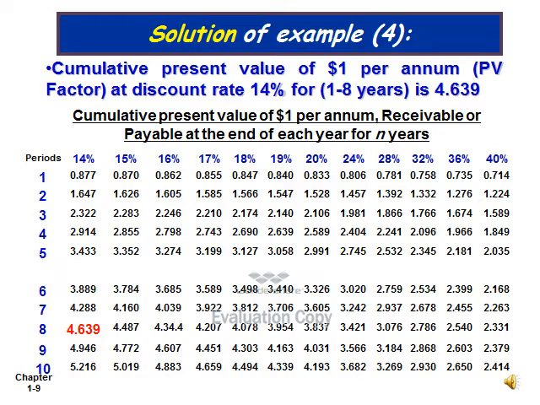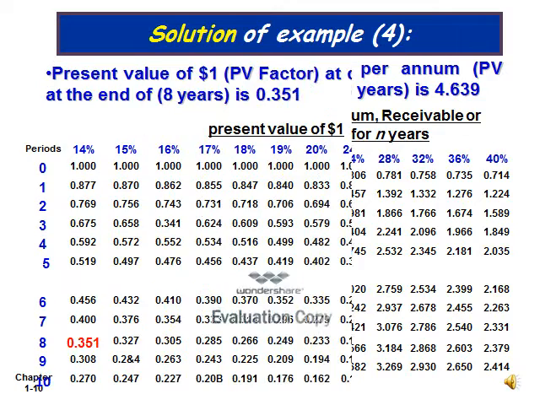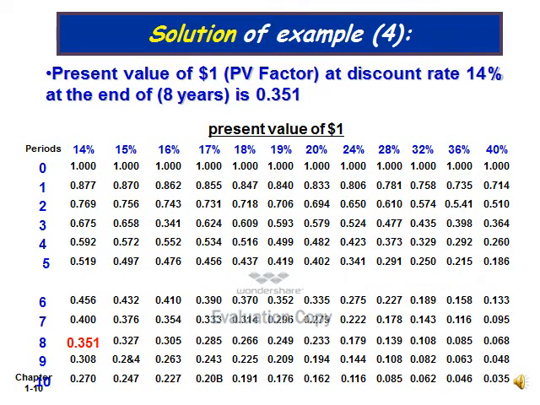You can get the cumulative present value from the present value table. Look at the 14% and 8 years. This number with the red color is 4.639. Also, the present value of $1 at discount rate 14% at the end of 8 years equals 0.351. This number in red color.